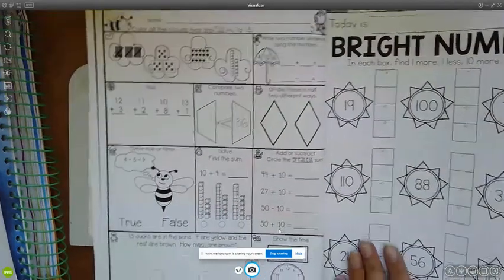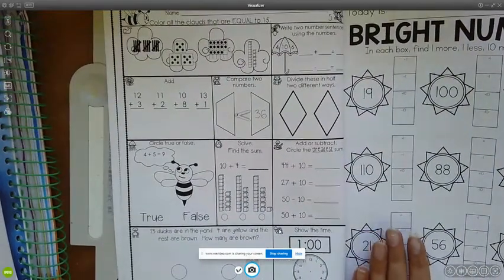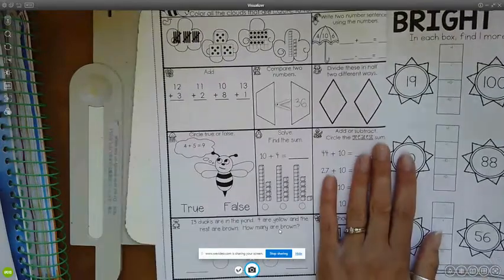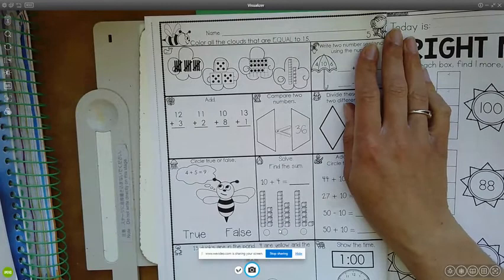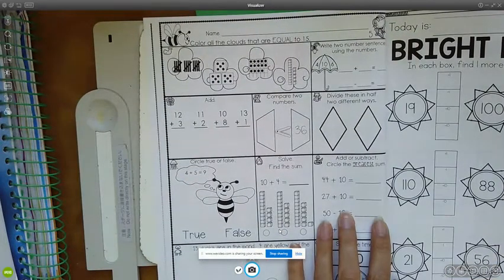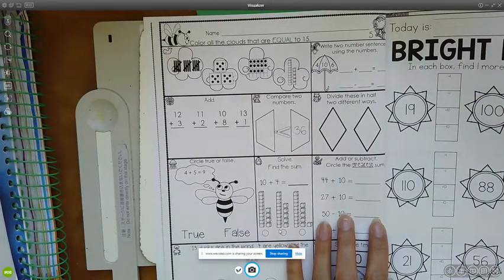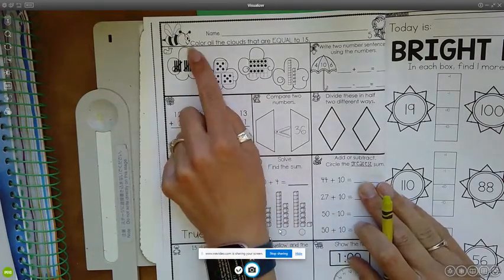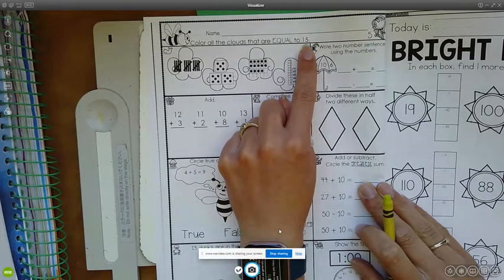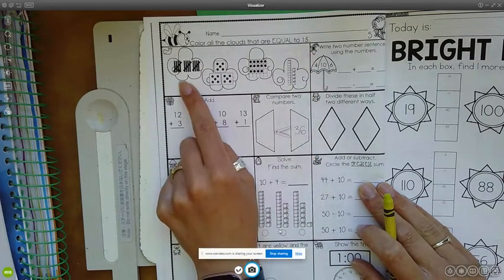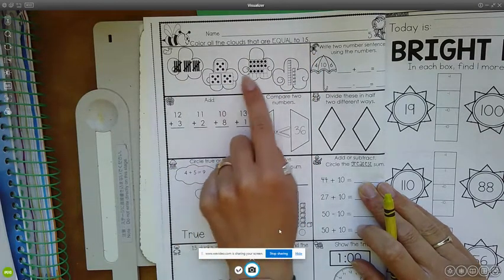All right, guys, today we are going to be working on this page in our math by ourselves. Remember, now we are doing math by ourselves, but if you have any questions, you can access videos to find the answers. Color all the clouds that are equal to 15. So I'm looking for numbers that are equal to 15.